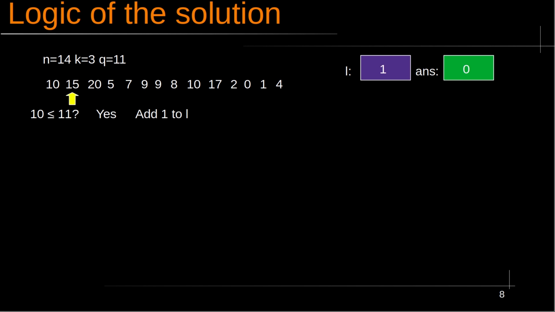We go to the next temperature, 15. Is 15 less or equal to 11? The answer is no. So here we check if L is greater than K. L is 1, K is 3, the answer is no. So we do nothing here except we have to reinitialize L to 0.